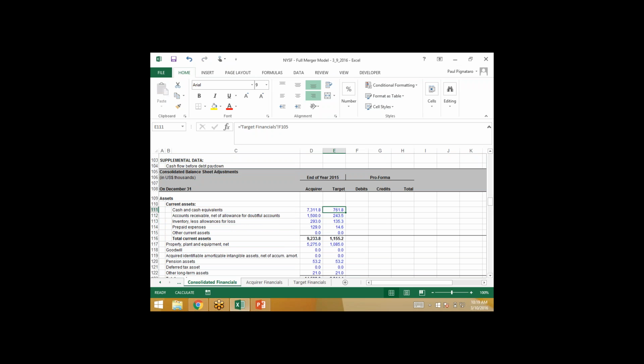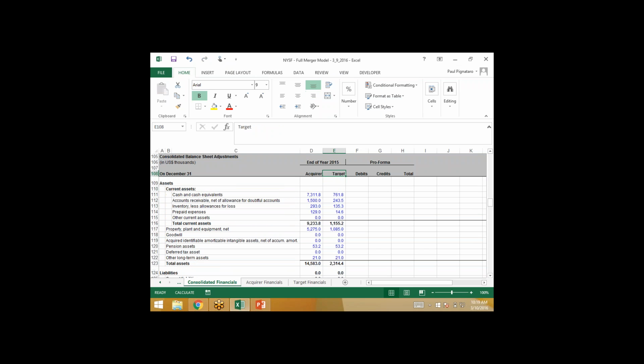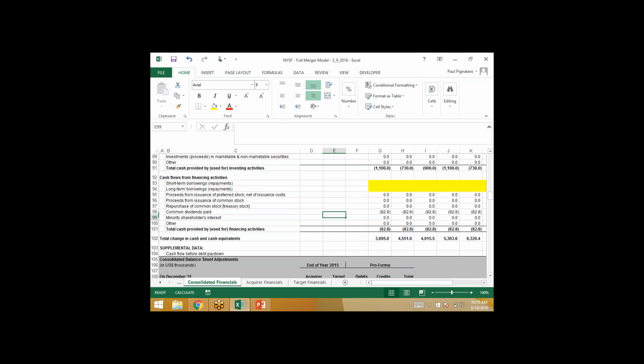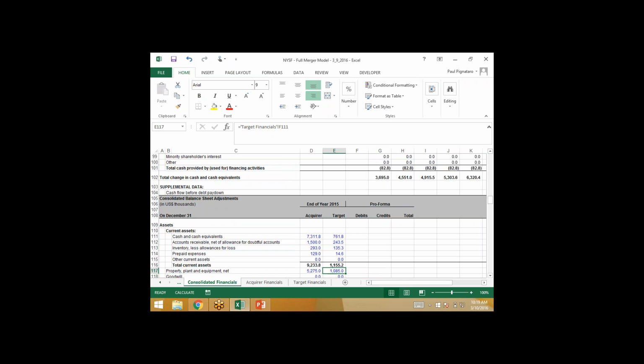What were you saying, Jim? Did you send this template out yesterday? This is the same model. Oh, it's the same. I'm sorry. Yeah, this is underneath the cash flow statement. Just scroll down. Oh, sorry, guys. I should have mentioned that. Yeah, just right underneath the cash flow statement, we're at the balance sheet adjustments.